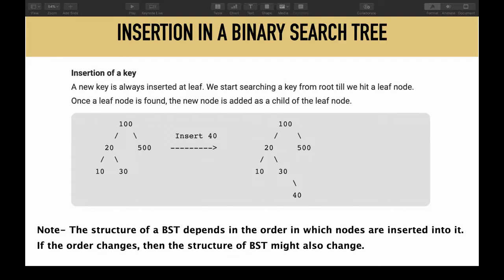Let us say after this, I want to insert the value 35. First I'll go to the root. I see that 35 is lesser than 100, so I go to the left subtree and check 20. The value 35 is greater than 20, so I go to the right child of 20, which is 30. Now I compare 30 with 35. I see that 35 is greater than 30, so I again go to the right subtree of 30, which is 40.